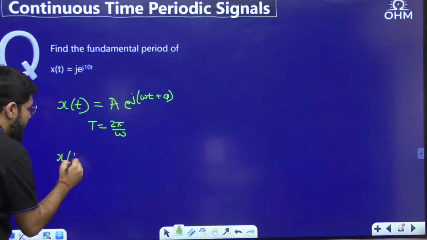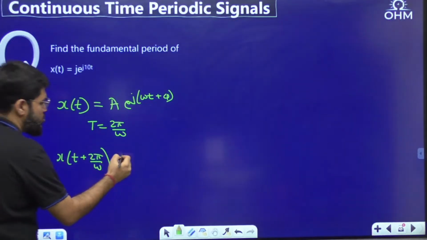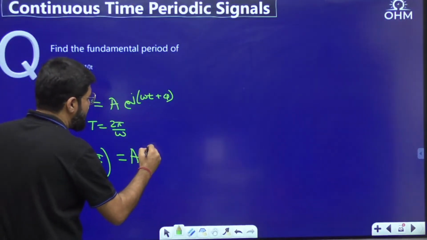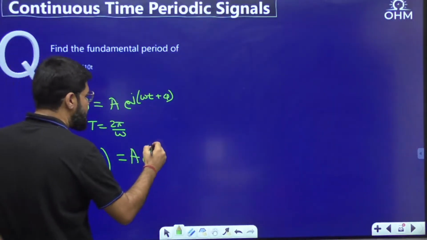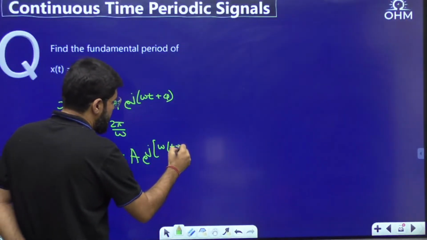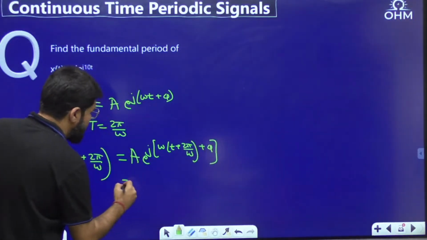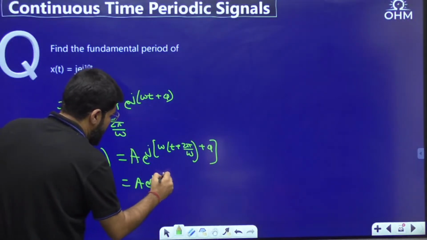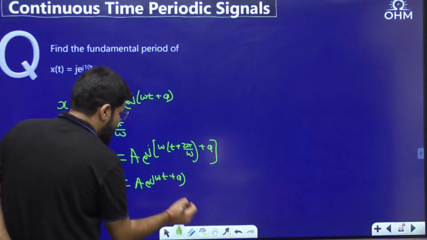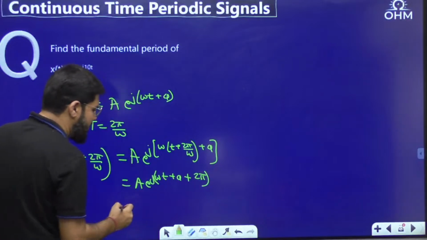Why? Because whenever I add 2 pi by omega, whenever I do x(t plus T), it should be equal to x(t). So very simple calculation: A e power j, now what is omega into t? Here t is replaced as t plus 2 pi by omega. So this is going to be A e power j omega t, plus phi. Let me take the plus phi here, and then omega cancels, plus 2 pi. I have written the plus 2 pi at the last.